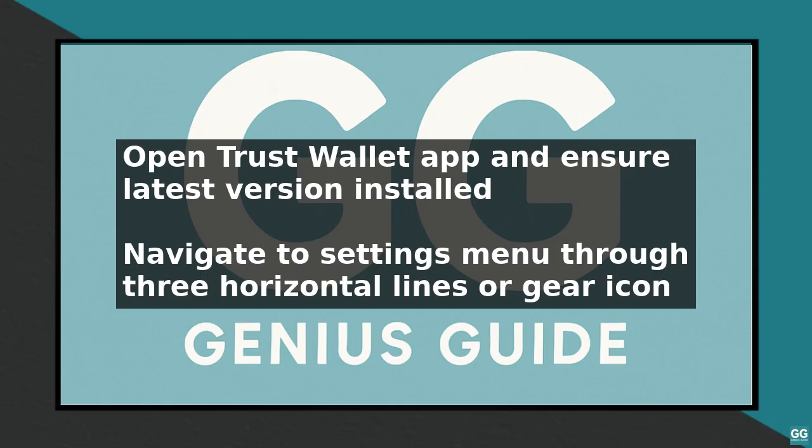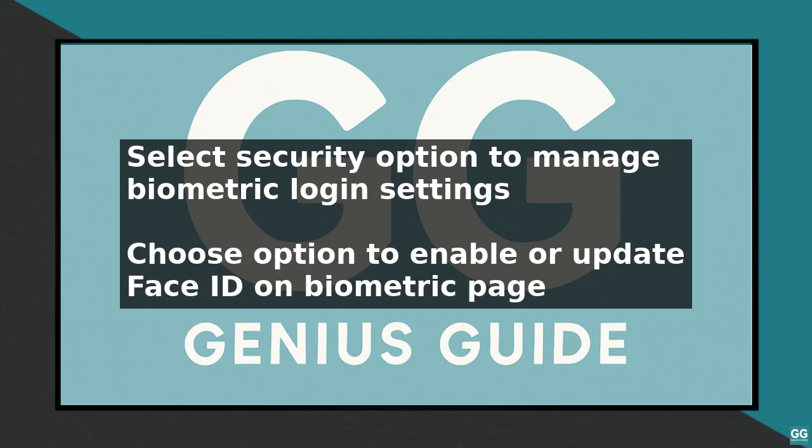From the Settings menu, select the Security option, which may be labeled as Security or Biometric Authentication. This will take you to a page where you can manage your biometric login settings, including Face ID. On the Biometric Authentication page, look for the option to enable or update Face ID. If you have previously set up Face ID, you may see an option to update or reset your Face ID settings. Select this option to proceed.